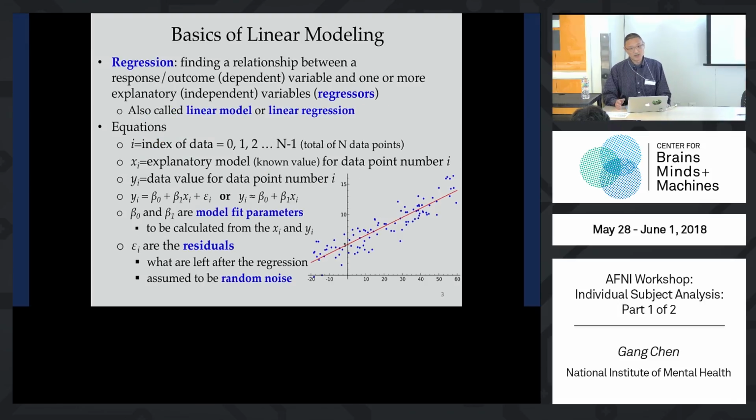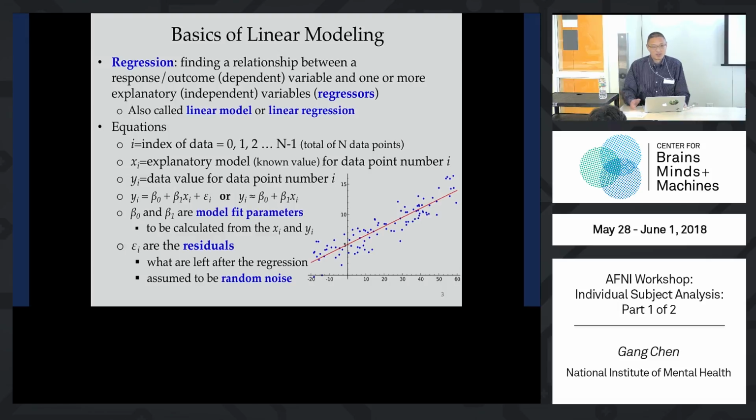So now let's start with some basics. Pretty much everybody here knows FMRI data, and you already learned some statistics basics, right? Regression model, there are different terms. Some people call it linear model, some people call it general linear model. There are some subtle differences across those terms, but let's just ignore that and assume everybody is talking about the same thing.